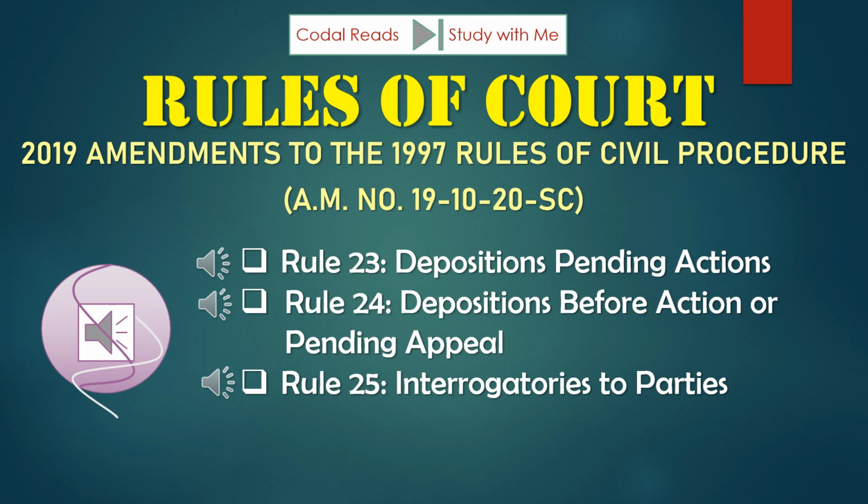D. As to oral examination and other particulars. Errors and irregularities occurring at the oral examination in the manner of the taking of the deposition, in the form of questions or answers, in the oath or affirmation, or in the conduct of the parties, and errors of any kind which might be obviated, removed, or cured if promptly prosecuted, are waived unless reasonable objection thereto is made at the taking of the deposition.